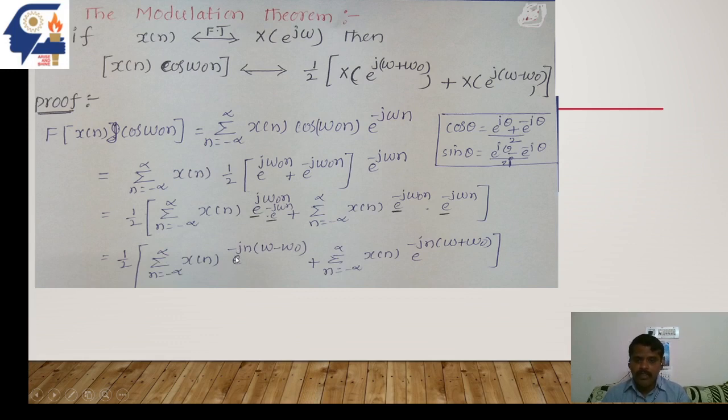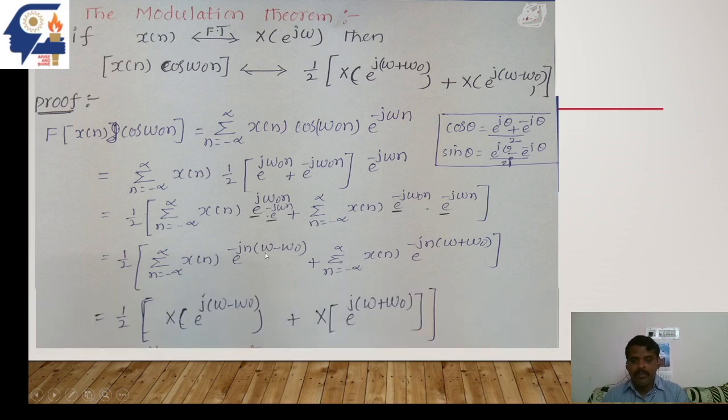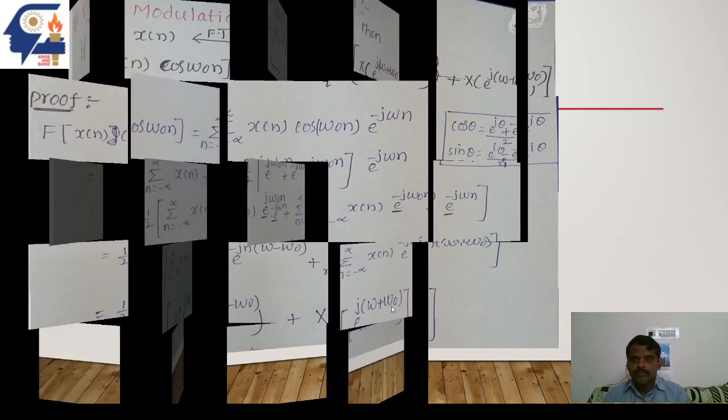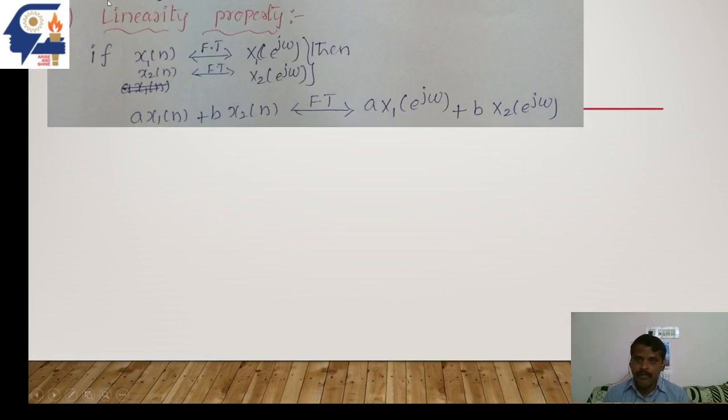Always try to convert. I am taking e power minus j n as a common factor, then omega minus omega naught. Here I am again taking e power minus j n as a common factor, then omega plus omega naught. So this entire expression is nothing but capital X of e power j into omega minus omega naught, plus capital X of e power j into omega plus omega naught. This is the proof. Last theorem, the linearity property.